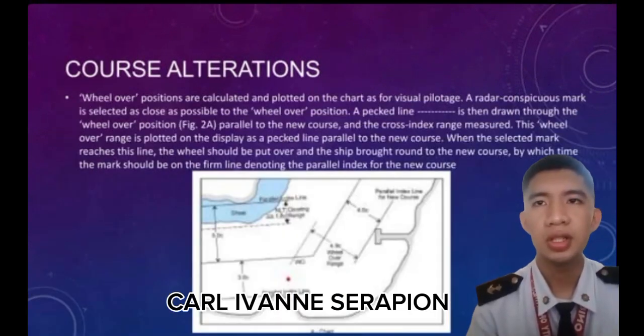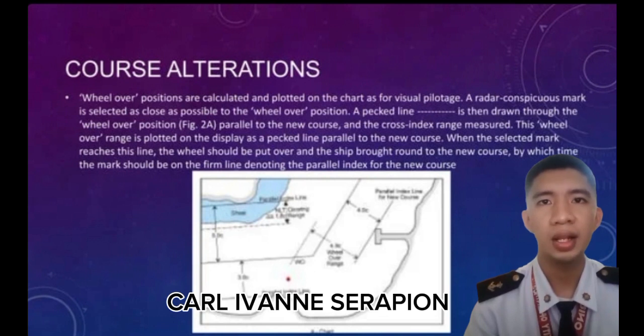Alteration. Wheel over positions are calculated and plotted on the chart as per visual pilotage. A radar conspicuous mark is selected as close as possible to the wheel over position. A PEC line is then drawn through the wheel over position, in example figure 2A, parallel to the new course, and the cross index range measured. This wheel over range is plotted on the display as a PEC line parallel to the new course. When the selected mark reaches this line, the wheel should be put over and the ship brought round to the new course, by which time the mark should be on the firm line denoting the parallel index for the new course.